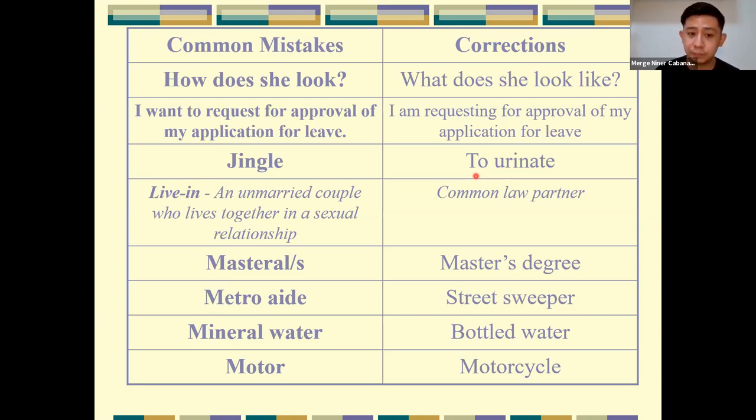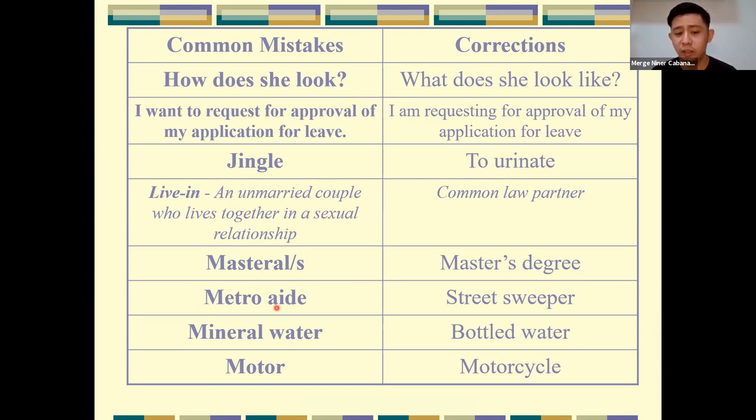All right. Live in, an unmarried couple who lives together in a relationship. So it's not live in, it should be common law partner. So hey, ito nga pala, live in partner ko, you don't say it like that. She's my common law partner, okay? Masterals. You're not taking your masterals or your doctorals. You're taking your master's degree. You're taking your PhD. You don't say masterals or doctorals, all right? So please, use the proper terms.